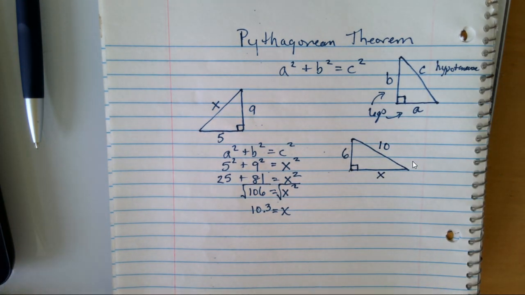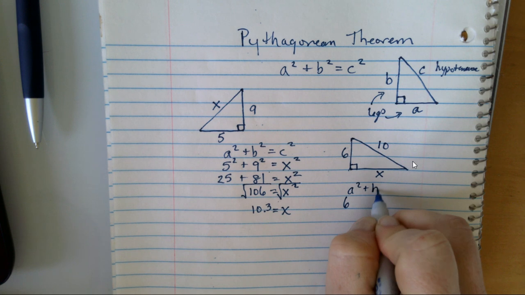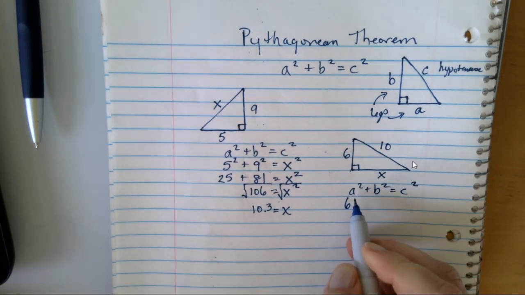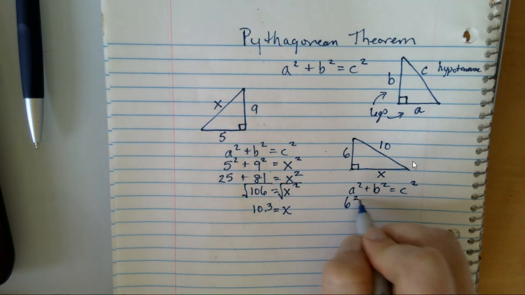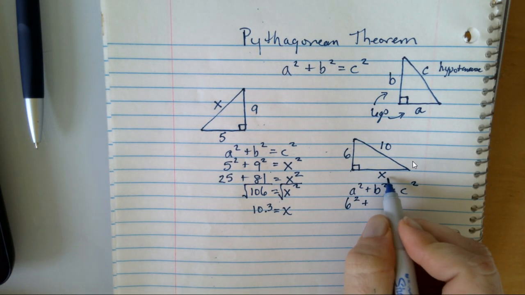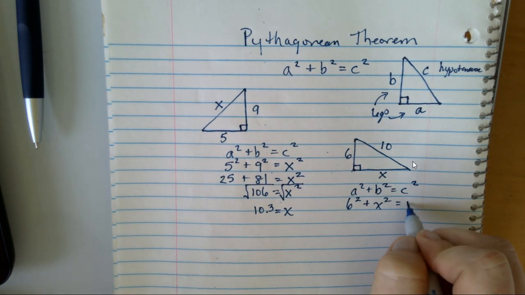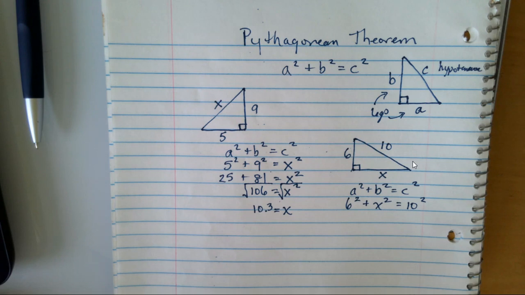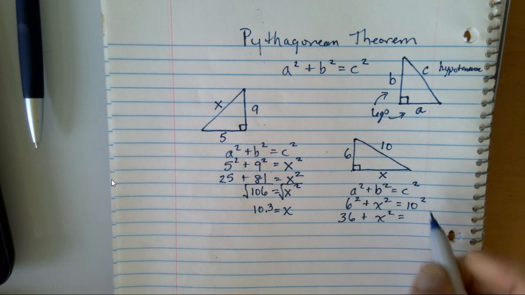Now people get confused. Oh no, do I make x a or b? Doesn't matter. Just make it a leg. So I'm going to go a squared plus b squared equals c squared. Write it out generically. It will help you organize your thoughts. 6 squared plus, I don't know b, so I'm going to put x squared there, equals c, which is 10 squared. Now I'm just going to continue cleaning it up from there. So 6 squared, 36, plus x squared equals 100.